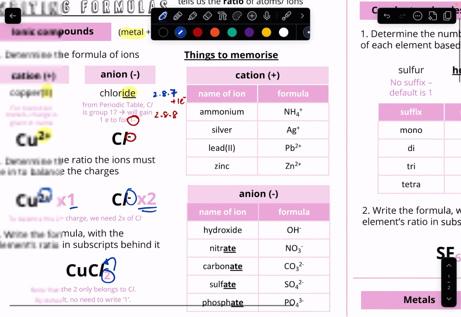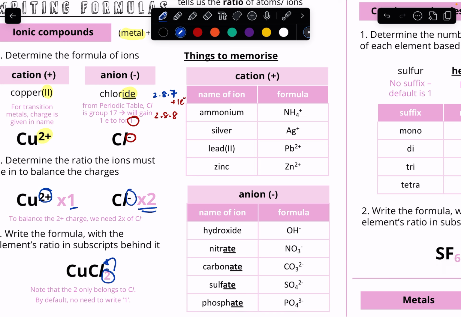Some things you need to memorize. For the cations, you need to memorize the ammonium cation is NH4+, and this 4 cannot be deduced by looking at the periodic table.